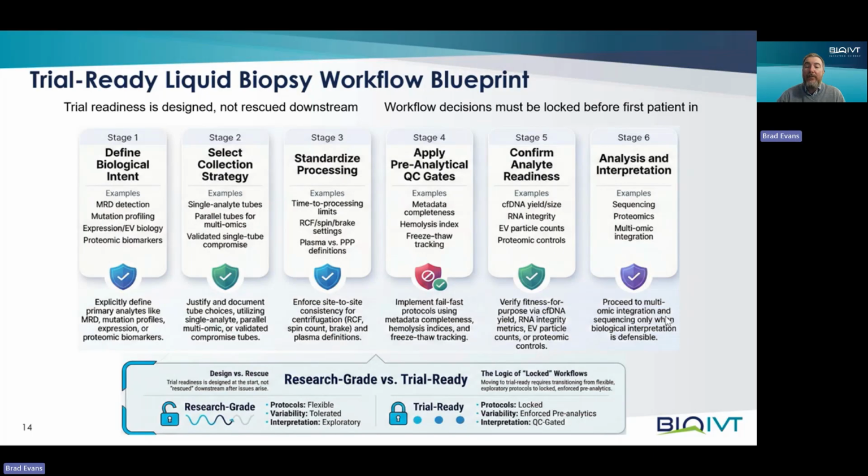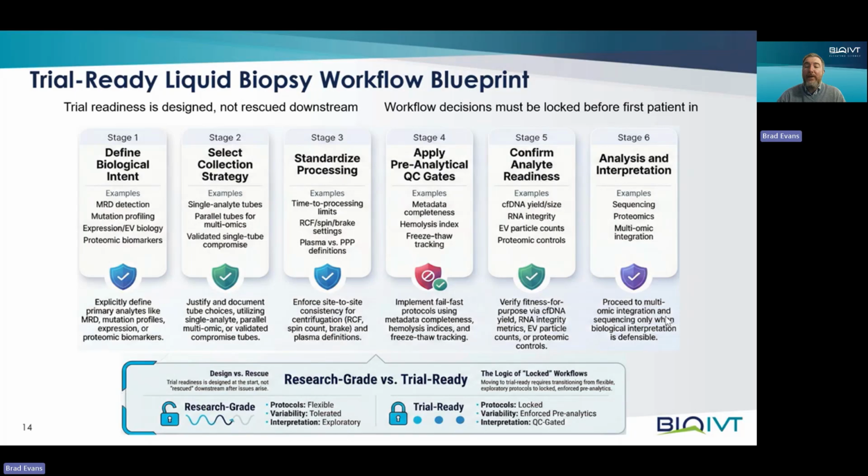Only after all of that do we move to analysis and interpretation. Sequencing, proteomics, and multi-omic integration should only proceed when the biological foundation is defensible. At the bottom, you see the contrast between research-grade and trial-ready workflows. Research workflows tolerate variability and are exploratory. Trial-ready workflows are locked, enforced, and QC-gated. Trial readiness is designed at the start, not rescued downstream.